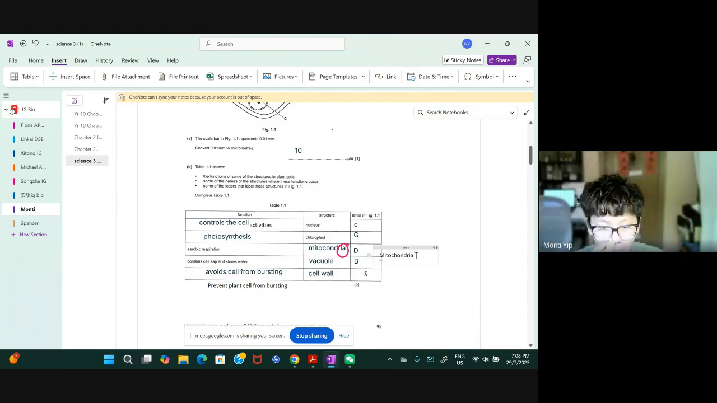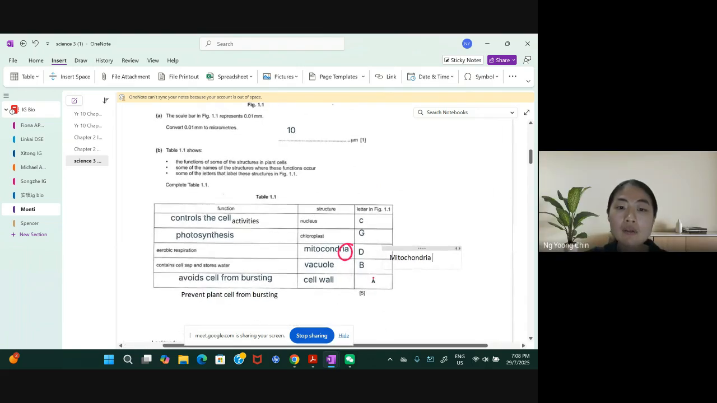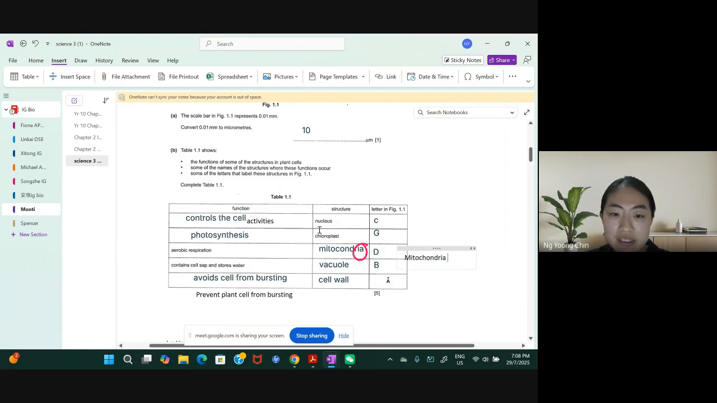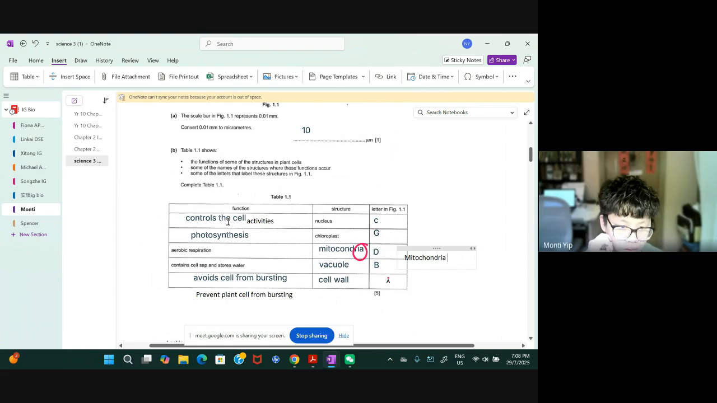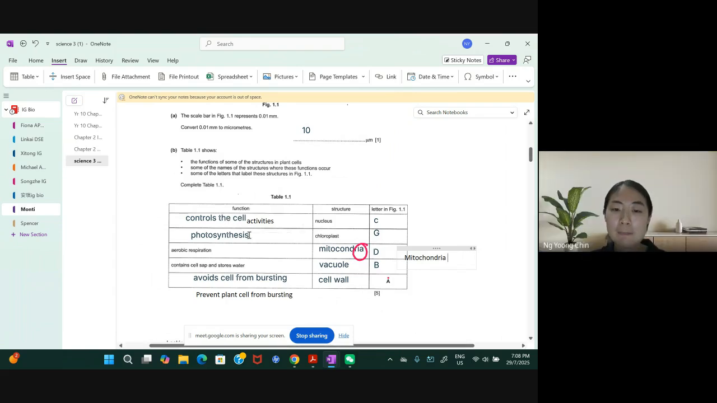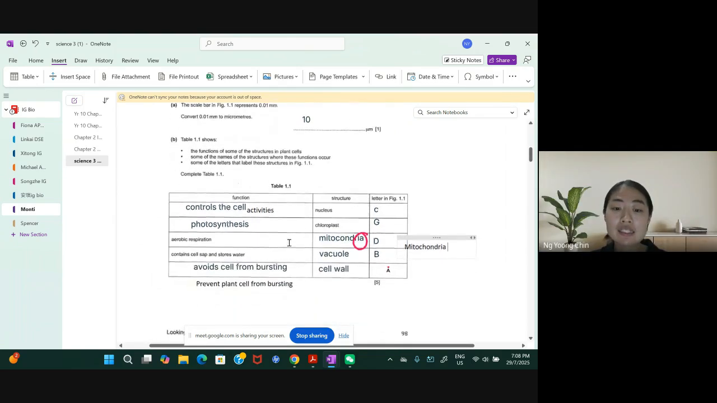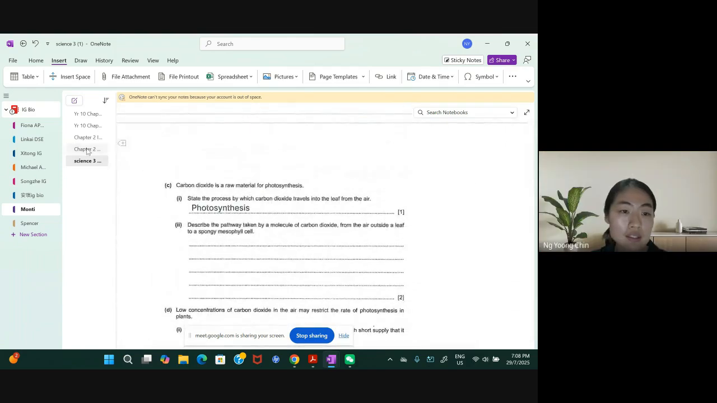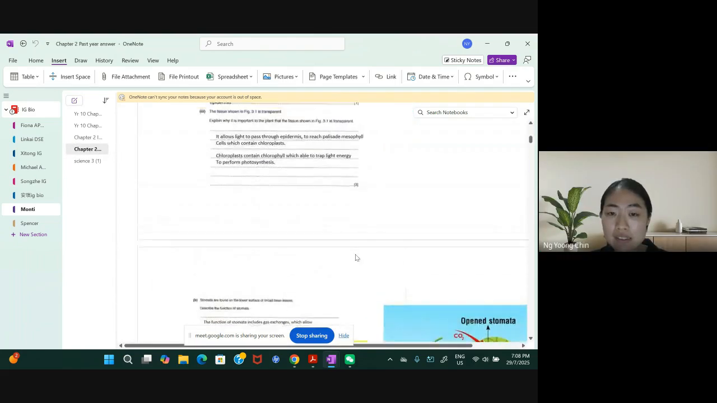And then for this one, nucleus, control the cell, right? It's actually not control the cell. You should write control the cell activity. Add on the activity. Yes. Okay, I think I have sent you this note, right?